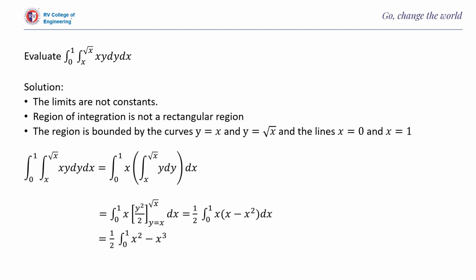On simplification we get half into the integral from 0 to 1 of x square minus x cube dx, which is half into x cube by 3, since when you integrate x square with respect to x it is x cube by 3, minus the integral of x cube, which is x power 4 by 4, evaluated between 0 and 1, and that is equal to 1 by 24. So this is an example of how we evaluate a double integral with variable limits or over a general region.